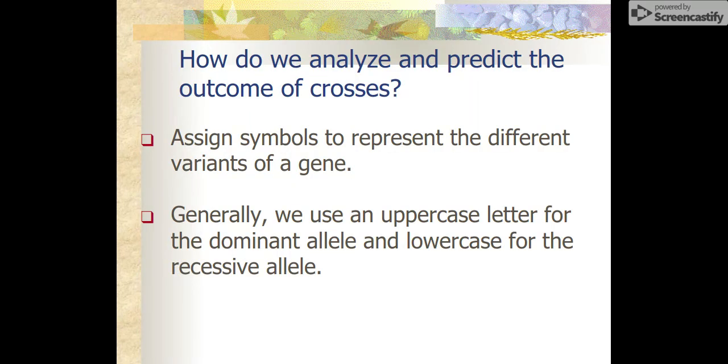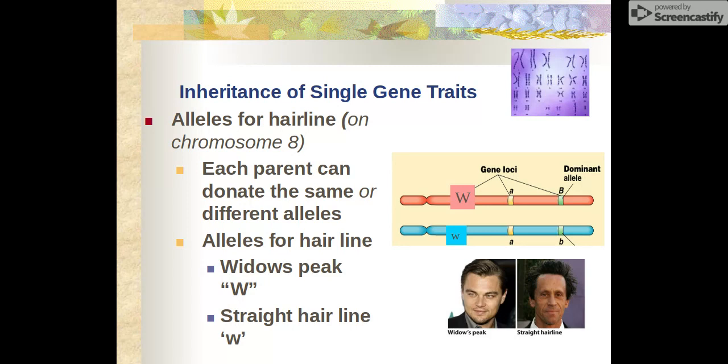So, how do we look at and then predict the outcome of pairings between parents and what their offspring are going to end up with? We use symbols to represent different variants of a gene. Typically, this is going to be an uppercase letter if an allele is dominant, and a lowercase letter if it's recessive. I talk about this in the Punnett square and genetic cross practice videos, so you should take a look at those as well if you haven't yet.